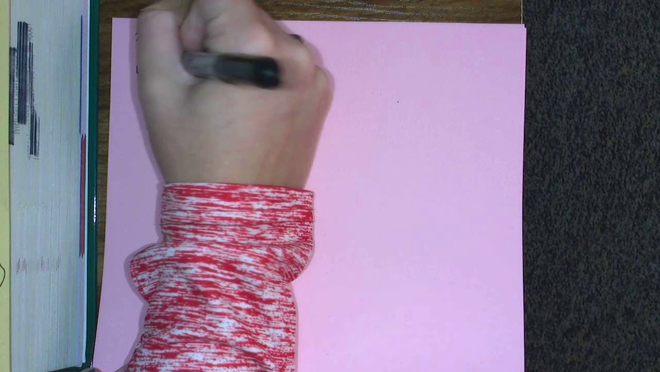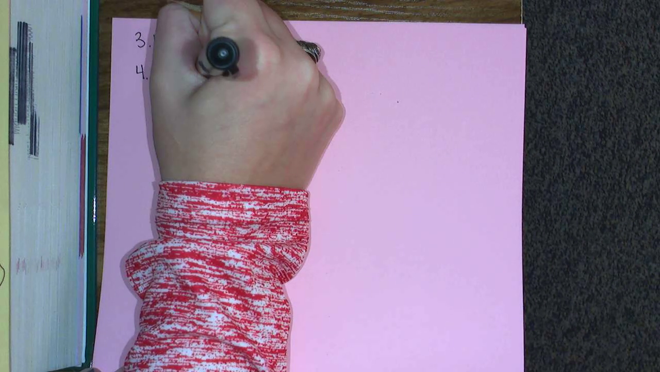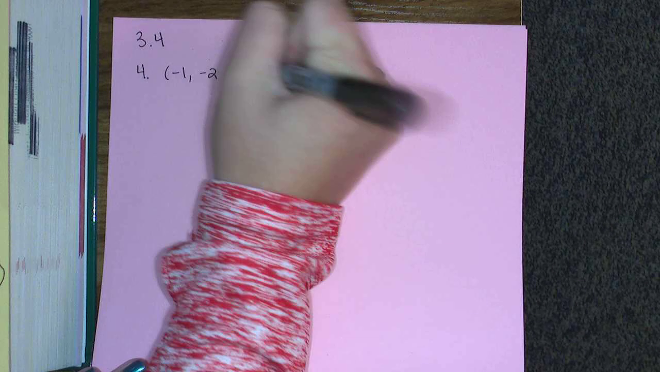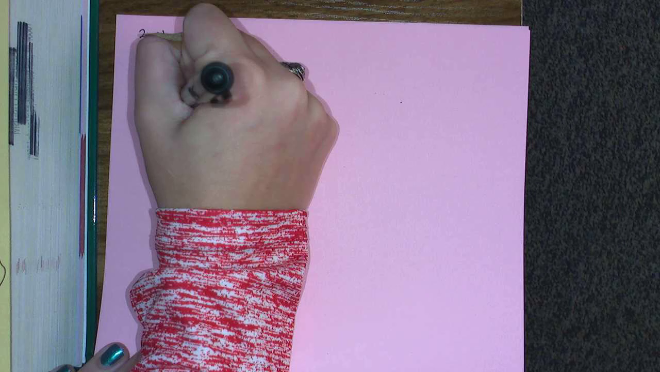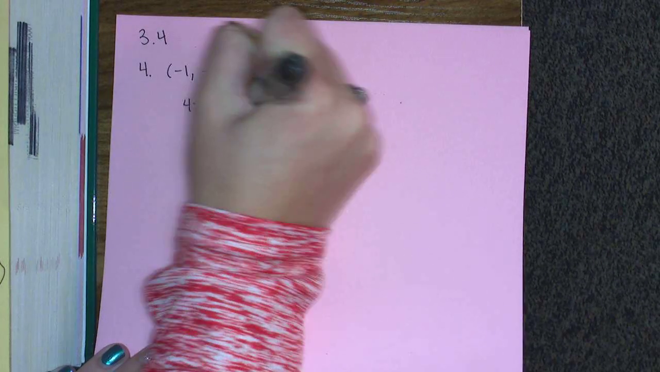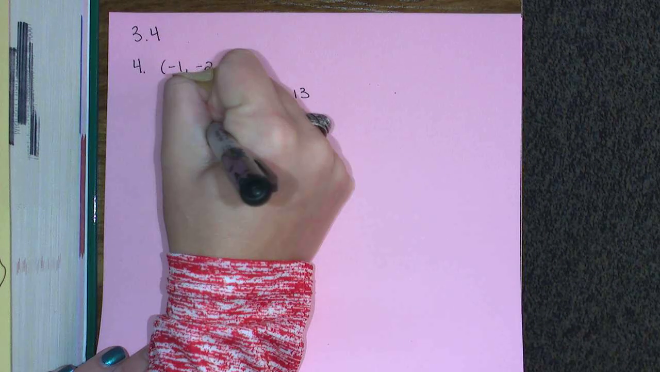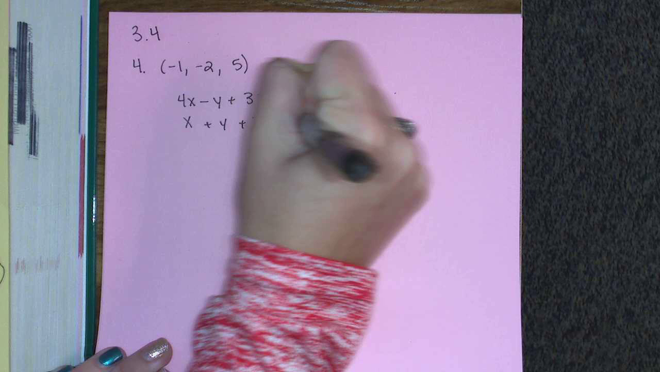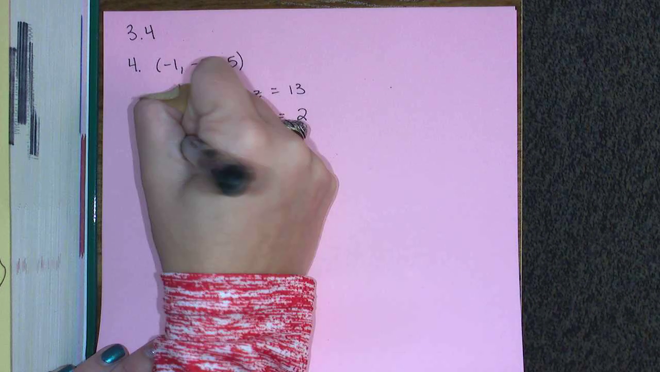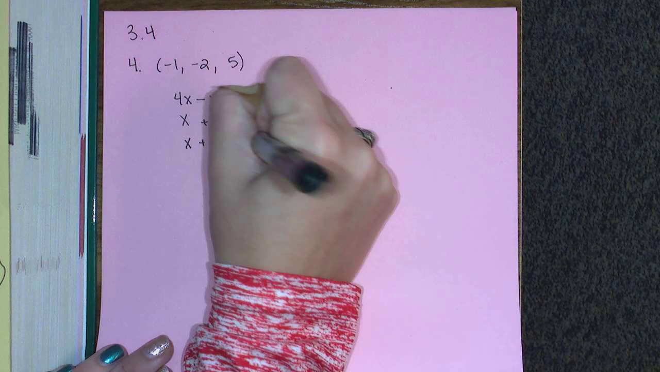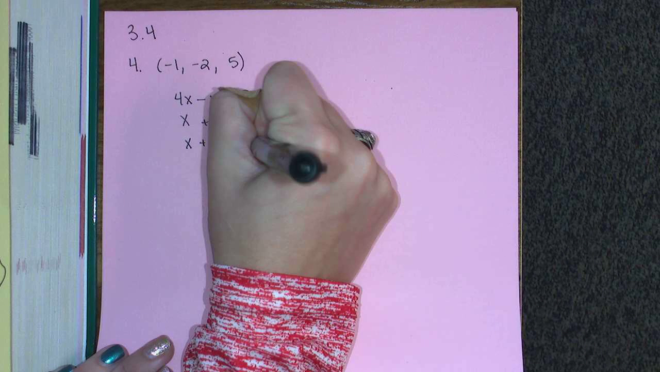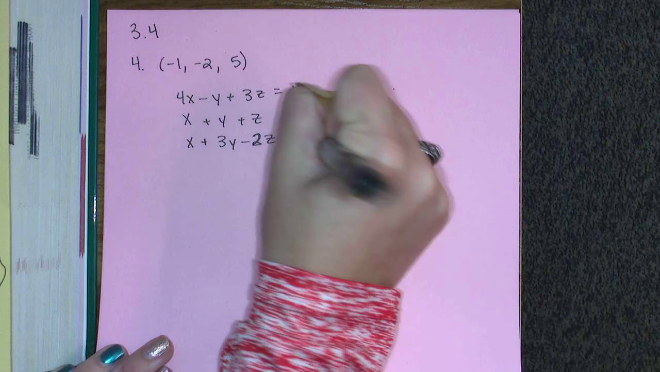We're going to start out with 4, -1, -2, and 5 as the ordered triple, and the equations are 4x minus y plus 3z is equal to 13. X plus y plus z is equal to 2. And x plus 3y minus 2z is equal to -17.